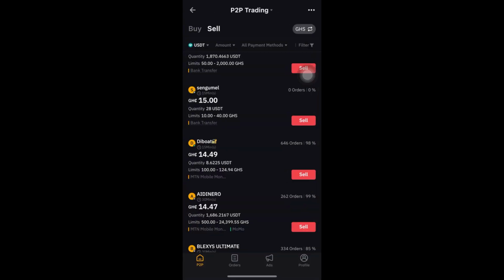So if you're in Ghana, this is how you do your P2P trading with your Ghana Cedis. You just have to deposit and sell it. After that, you sell it and you get your money straight to your bank account, Momo account, Vodafone Cash or Tele Cash. This is how you do your P2P trade.